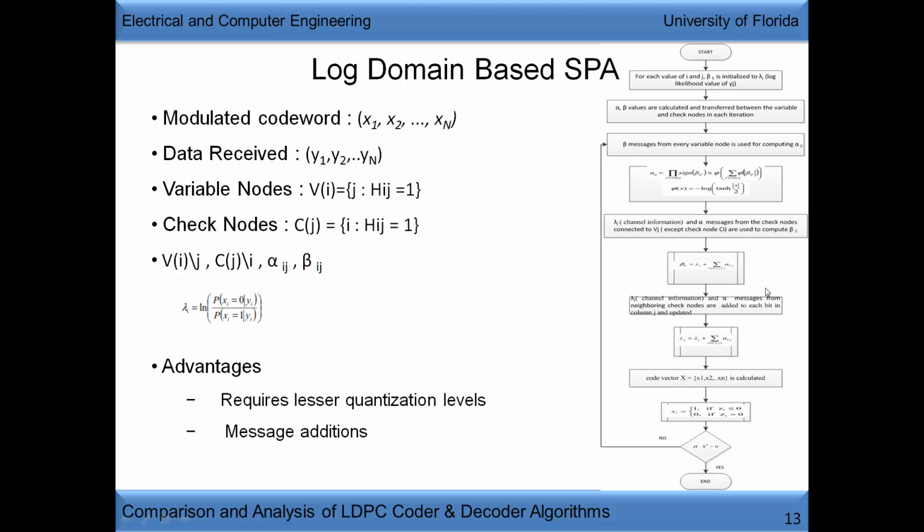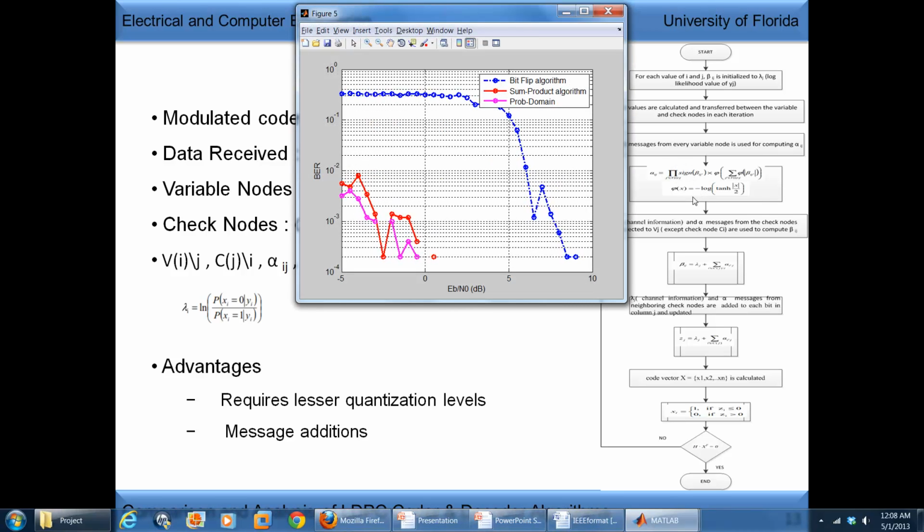There are a number of formulas here. Though these formulas are not clear over here, they are more visible in the paper. So for each value of I and j, beta ij is initialized to the log likelihood value of the received vector. Alpha and beta values are calculated and are transferred between the variable and check nodes in each iteration. Beta messages for every variable node are used for computing alpha ij. Using this formula, we compute alpha ij. So now this is the output which we got for n cross n, which is 250 cross 500.